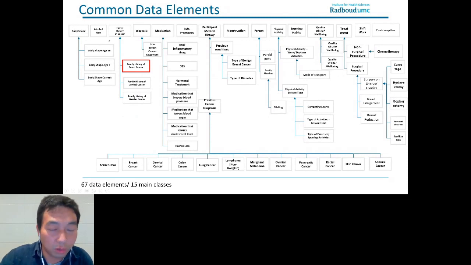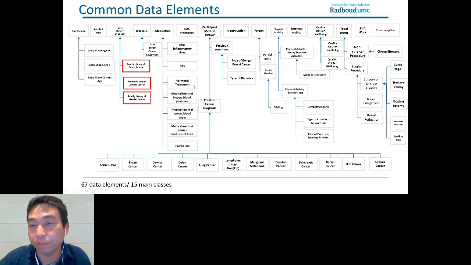And each main class is organized in an is-a relationship. Here we can see some examples. For example, here, family history of cancer has a subclass, family history of breast cancer, and it could also have family history of cervical cancer. And the third one, family history of ovarian cancer, is also a subclass of family history of cancer.